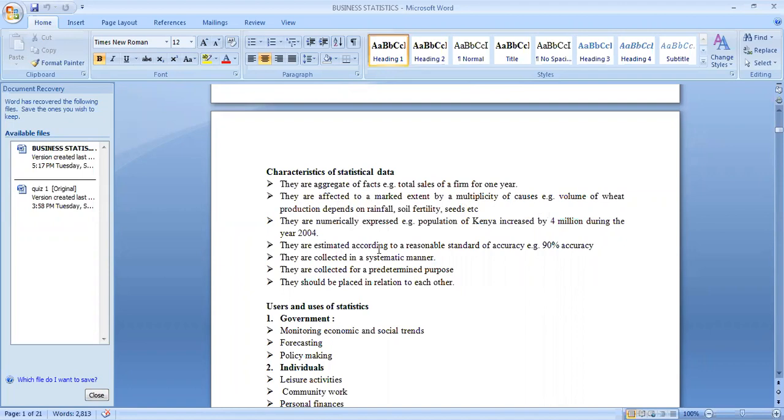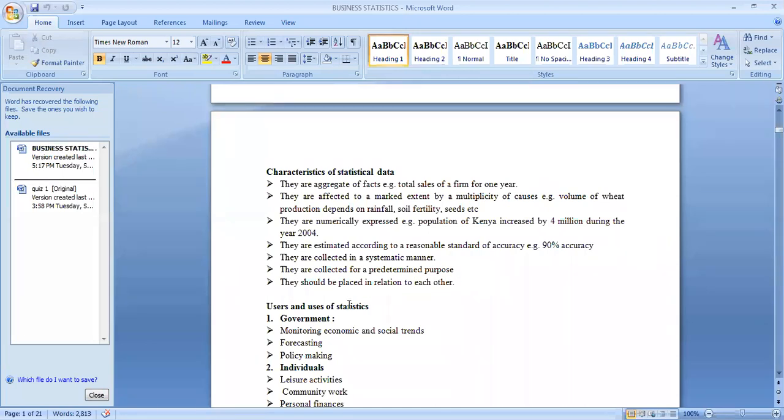And also, they can be estimated according to a reasonable standard of accuracy, what we normally call the level of accuracy. In most cases, it can be 90% accuracy or 95 or 99, depending on how much you trust the whole process. And they are collected in a systematic manner, meaning that there is a procedure that is normally followed, and they are collected for a predetermined purpose. Before you go to collect data, there is a decision that you want to make. So you collect that data so that you can make that particular decision.